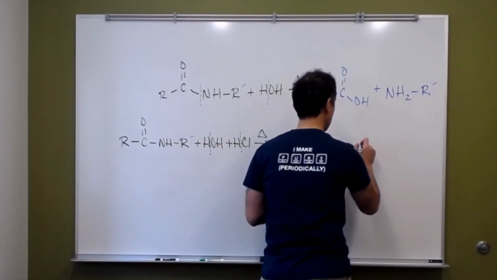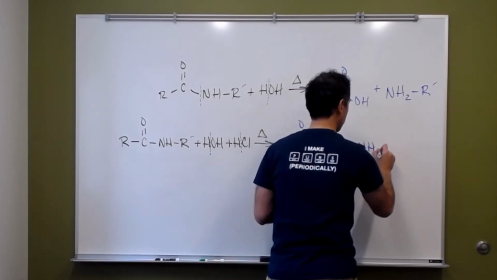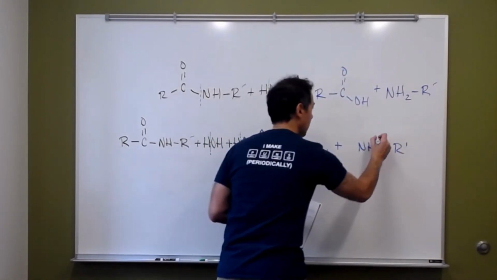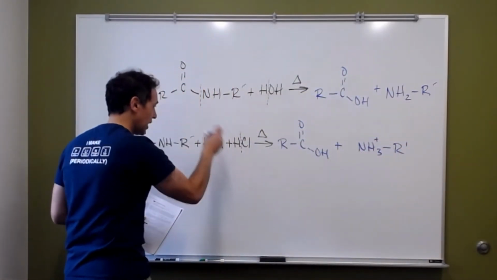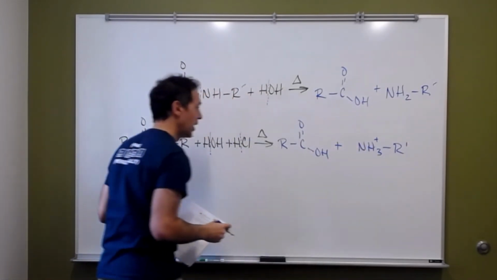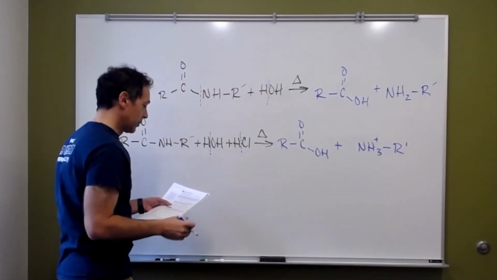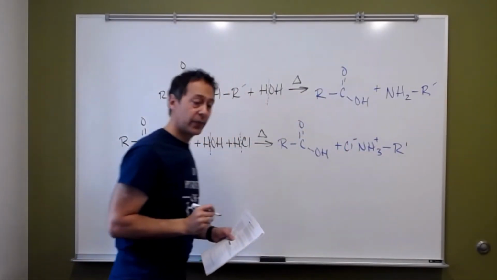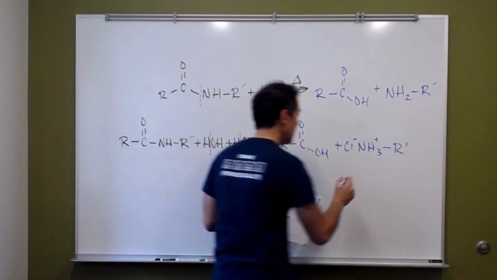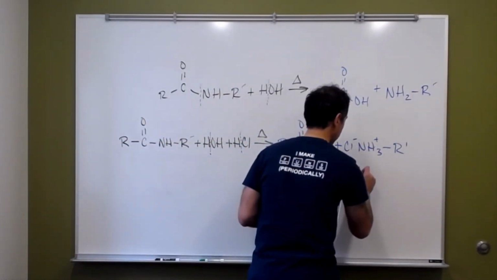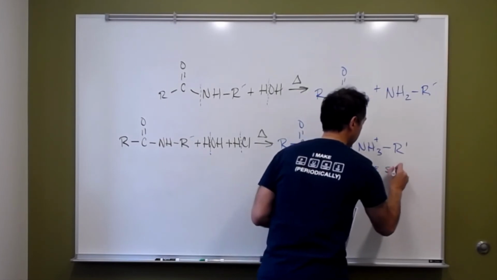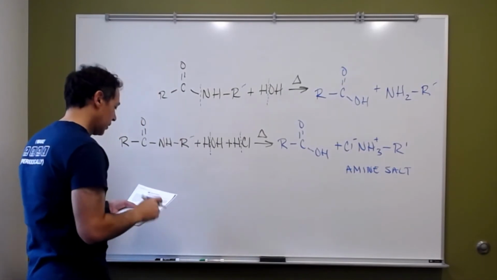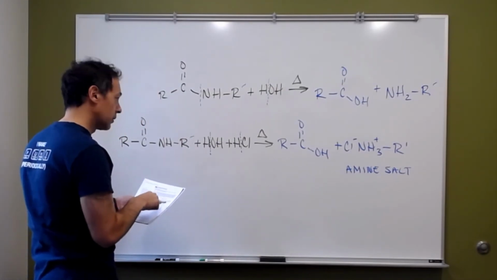So this will be NH3R, and this has a plus charge. We've taken the hydrogen and attached it over there. That's going to make it an amine salt. And then we've got the chloride here, so we'll make the chloride like that. So that gives us an amine salt, NH3R.